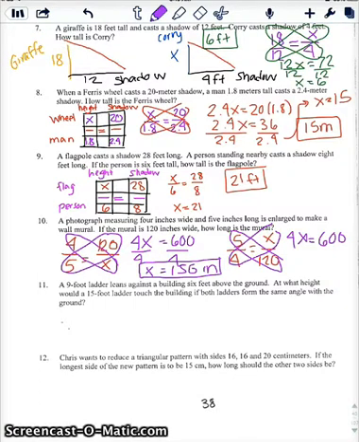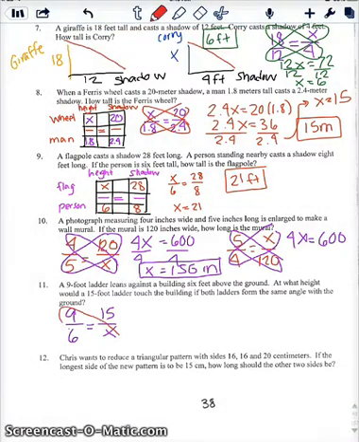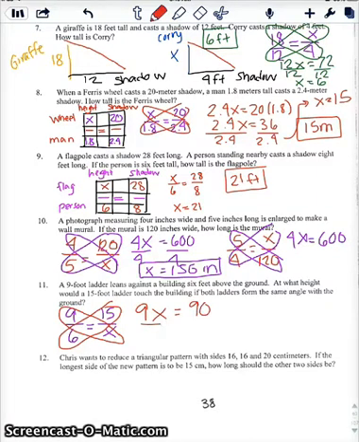Number 11, I had the proportion 9 over 6 equals 15 over x. Again, yours might have looked different than mine, but when you go to circle and do your cross product, hopefully you had 9 being multiplied by x and 6 being multiplied by 15. 6 times 15 gives you 90. Divide both sides by 9. x equals 10. So at what height? 10 feet.